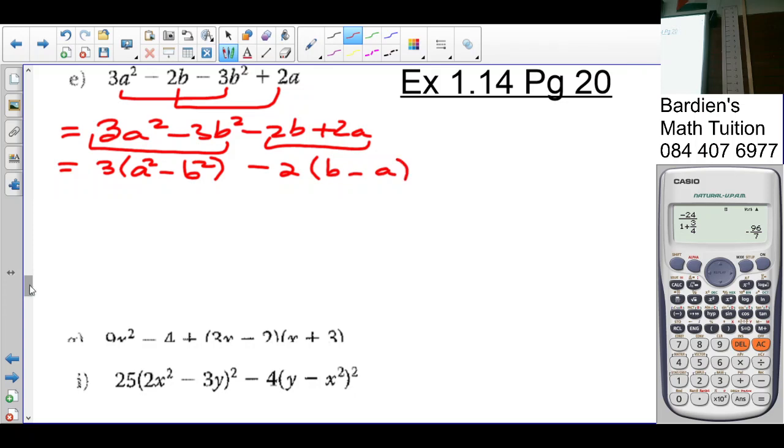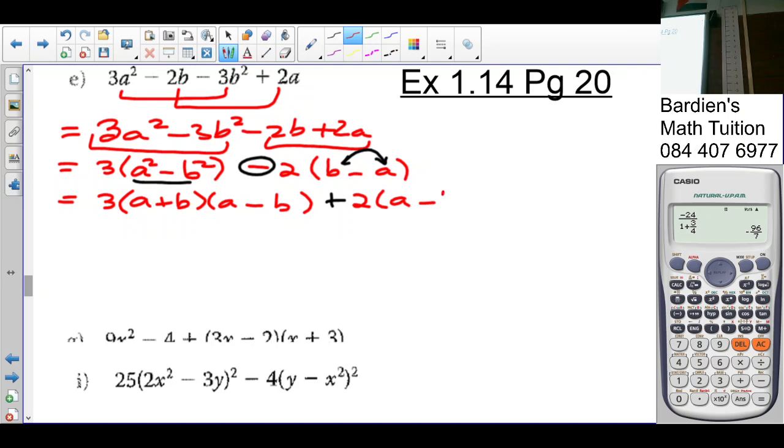So look at the first bracket here. What do you notice here? What type of factorization there? Difference of two squares. So it's a plus b, a minus b. Now you see, is a minus b the same as b minus a? So I'll swap this around and a negative will come out, not so. Now that negative that comes out multiplied by this negative will result in a positive. 2 into a minus b. So what is common we said?